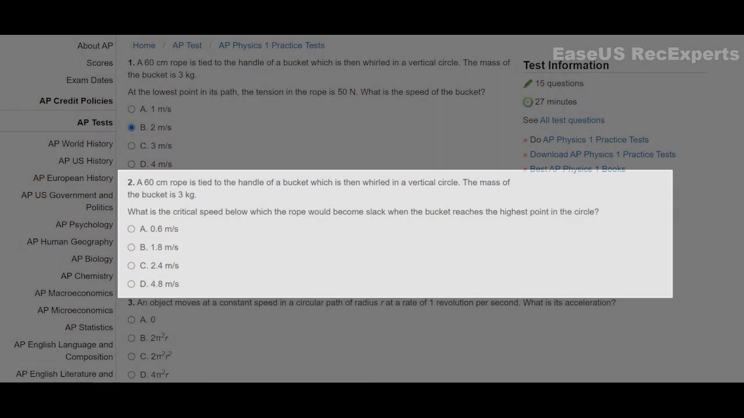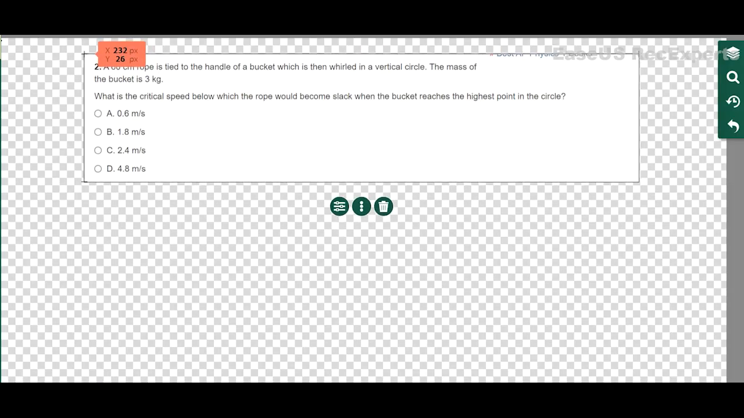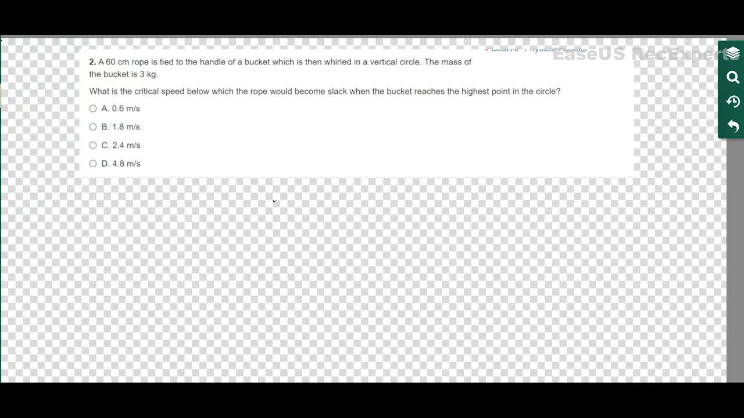Alright, so a 60 centimeter rope is tied to the handle of a bucket, which is then whirled in a vertical circle. Alright, once again, we have something similar. What is the critical speed below which the rope would become slack when the bucket reaches the highest point in the circle? Now this isn't a common question by any means, but we'll just do it.